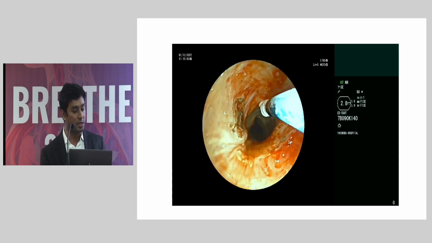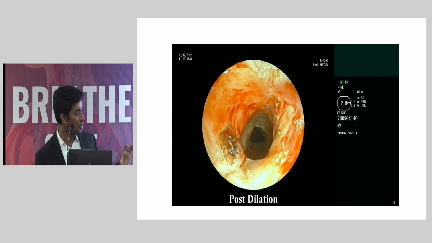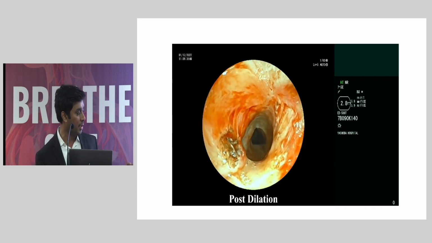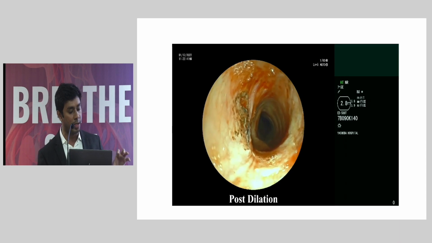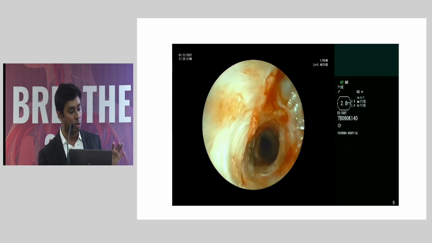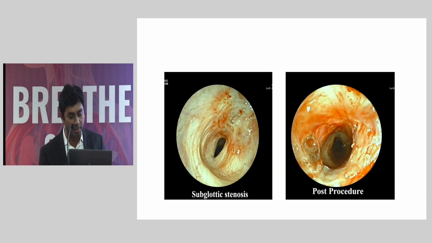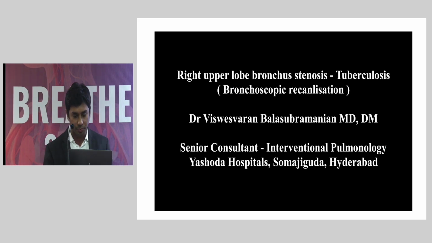And now you can see in this case, what we are doing is an endobronchial application of mitomycin. So once the stenosis is adequately dilated, we go there and place anti-neoplastic agents like mitomycin so that the stenosis does not recur. So we are applying the mitomycin at the stenotic base. This is a very rare case of a tuberculous stenosis. The patient had TB 3 years before, and later presented with an isolated tracheal stenosis.